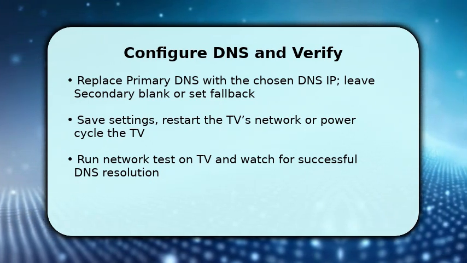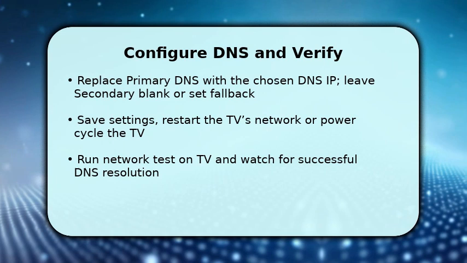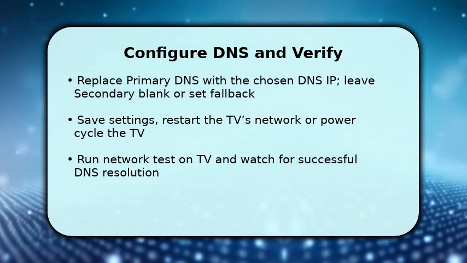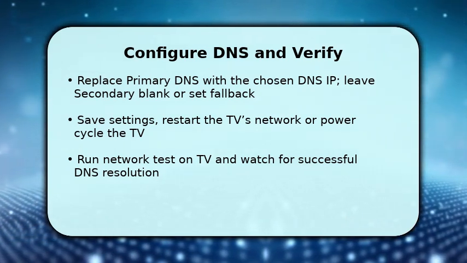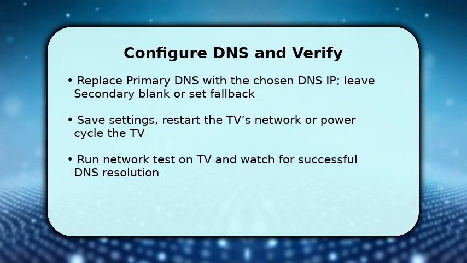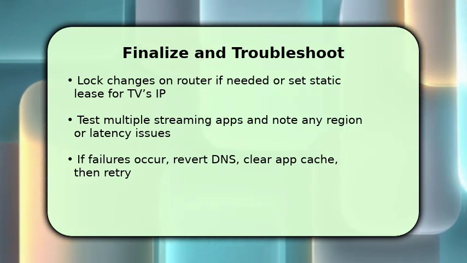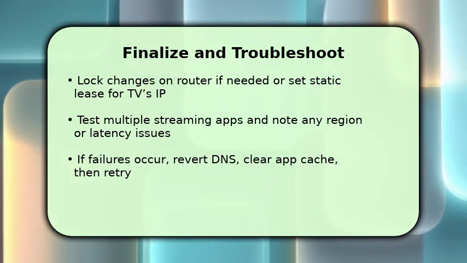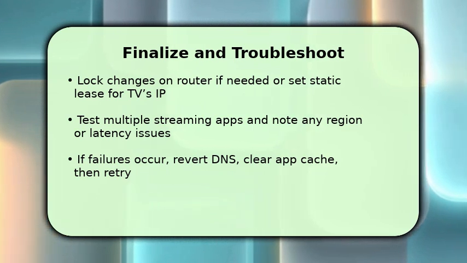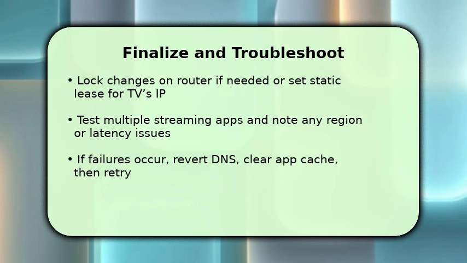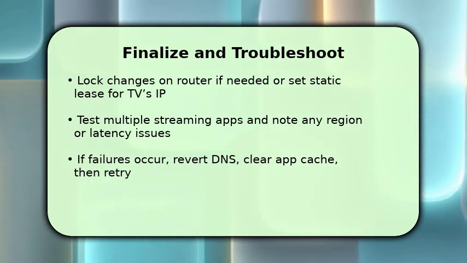Once rebooted, run the built-in network test or open a streaming app to confirm name resolution. If pages and content load, the new DNS is active. If not, repeat and check entries. To finalize, consider assigning a static IP or DHCP reservation so your TV always uses the configured DNS. This avoids accidental reassignments. Test several apps to ensure stability and region behavior.